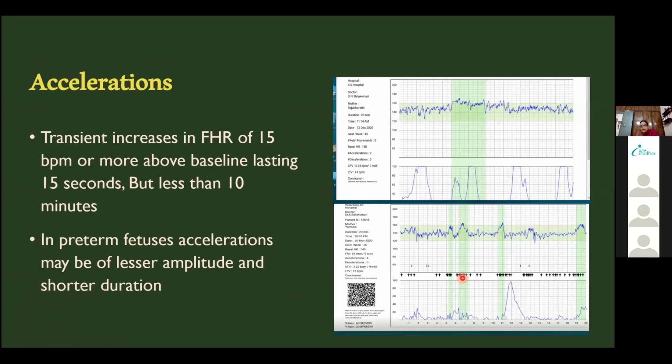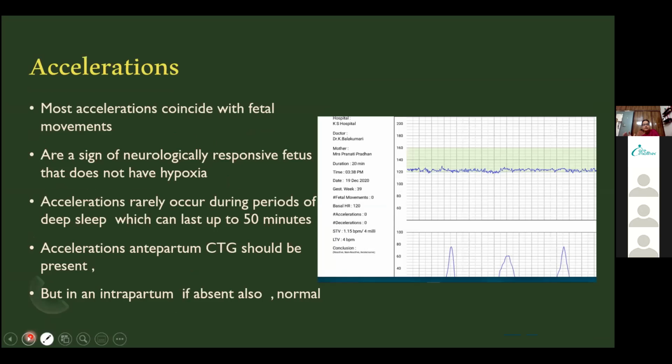You see this? This is the fetal movement sign I told you. Whenever there is a movement, there is an acceleration. There is a movement, there is acceleration. Okay, and the lighter marks, not the darker ones, are spontaneous movements recorded by the machine. It is a sign of a neurologically responsive fetus, which means that there is no hypoxia.